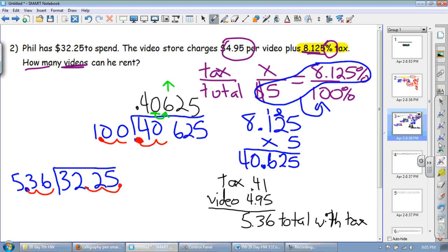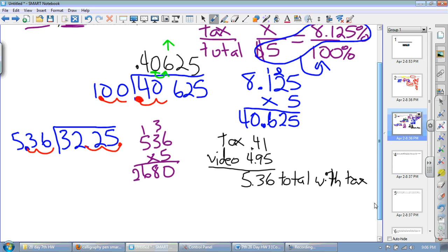So let's try 5 times. Let's see what 536 times 5 is. We can guess any number; I just think 5 looks like it might work. So 0, 3, that's 18, and 26. Now maybe we can get one more.